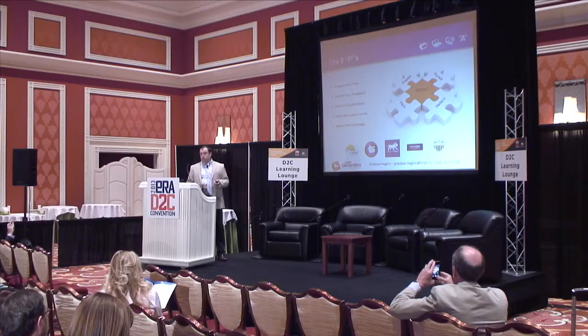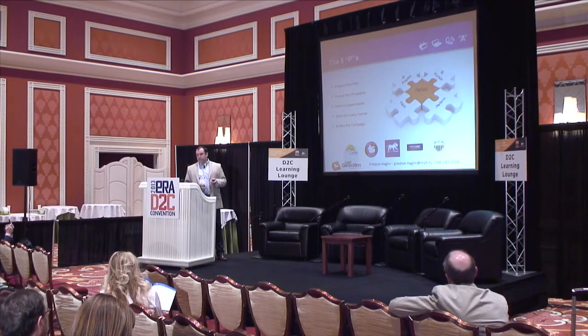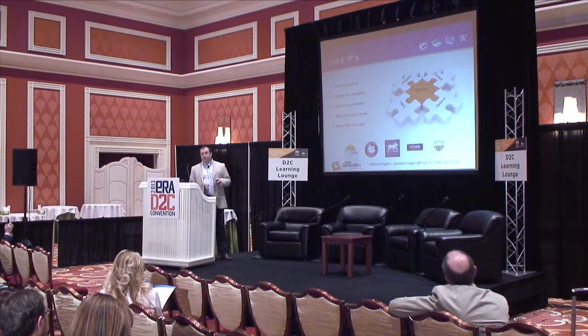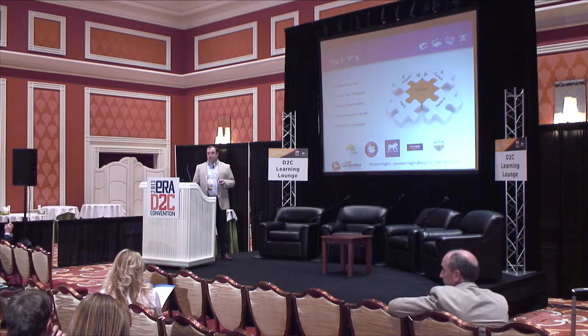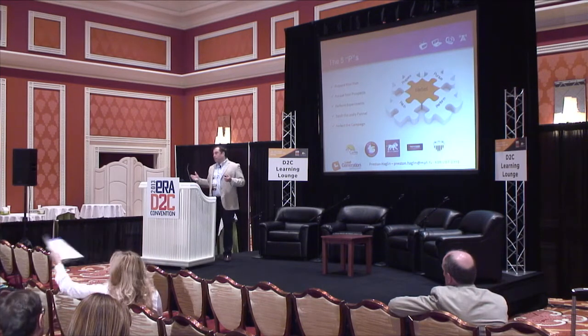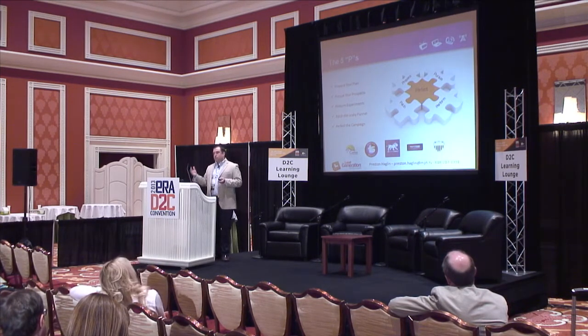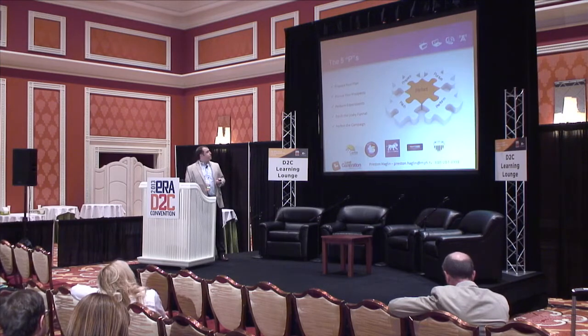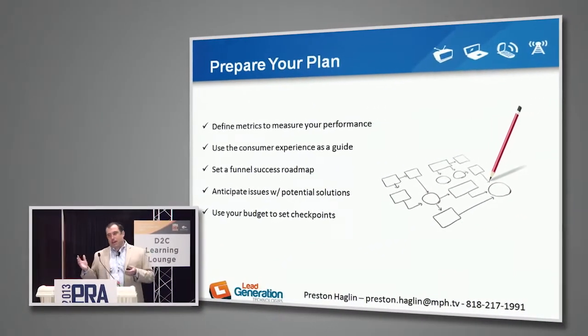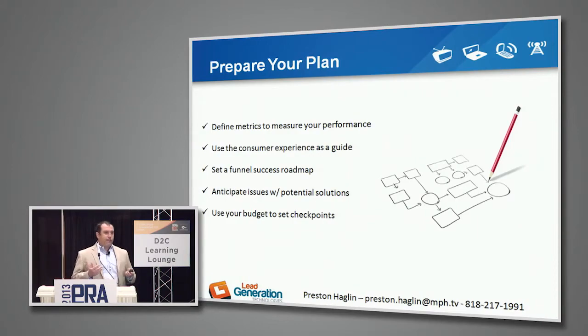So the 5 Ps: prepare your plan, pursue your prospects, perform experiments, patch the leaky funnel, and perfect the campaign. It's not a linear framework, but one that you repeat and iterate on as you move through. So with preparing your plan, this is probably where we spend about 80% of our effort, because even though the plan never works out like you want it to, it's important to be able to understand where you need to shake and move as you come up with obstacles.